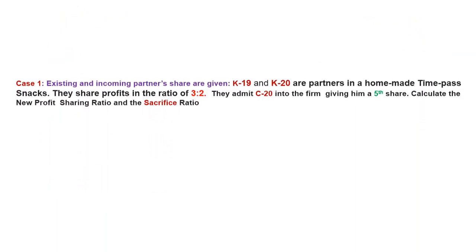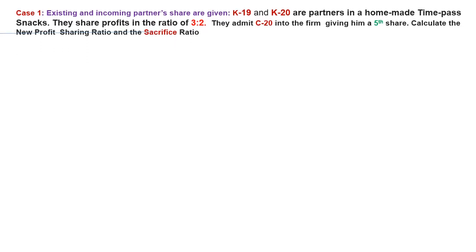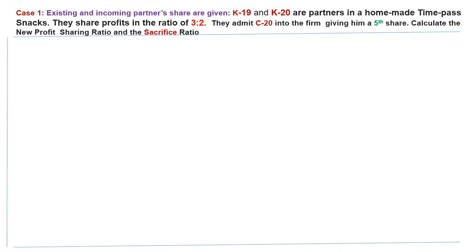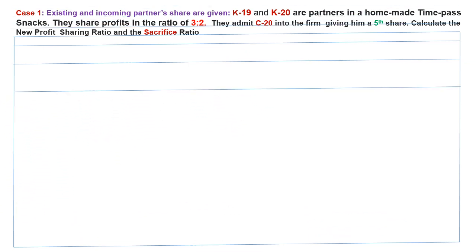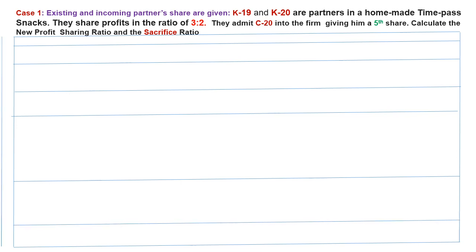Let me consider an example. K19 and K20 are partners, profit sharing 3:2. They admit C20 for a fifth share. Calculate the new profit sharing ratio and the sacrificing ratio. As usual, my style of functioning is to present it through a table. It consists of 3 columns: the serial number, the action required, and the methodology used for each step.